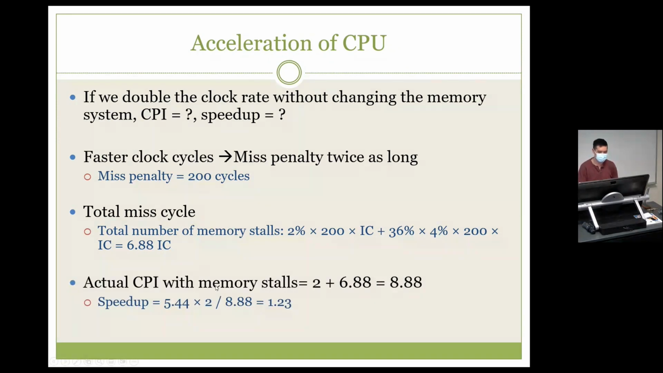Then with our new overall CPI of 2 plus 6.88, we have 8.88. Before it was 5.44. And now if we divide them, and this times 2 is because the clock cycle here is twice as much, right? We have 1.23. So we are a little bit faster.